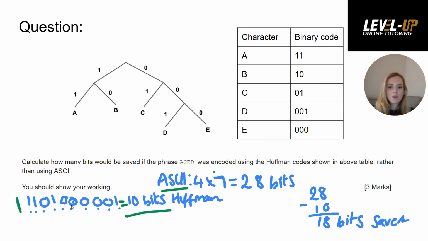ASCII, we know, is 7 bits per character. We have 4 characters here, so A, C, E, D. And all I am going to do is times 4 by 7. I get 28 as a value. And then I know in my head, 10 minus 28. However, I'm going to make it really, really clear again for the examiner so I get my third mark. So that is 1, 2, 3 marks out of 3.